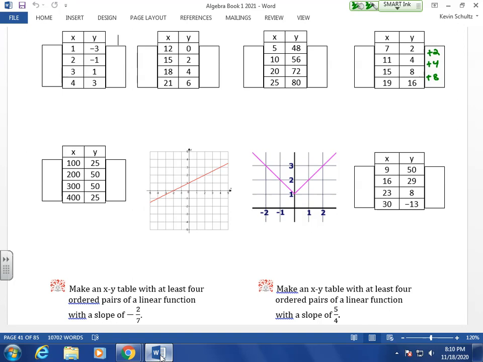But in the x column, 7 to 11 is plus 4. 11 to 15 is plus 4. And 15 to 19 is plus 4. So when I look across now, I've got change in y of 2, change in x of 4, and then 4 over 4 for the second one, and then 8 over 4 for the third one. Those are not equivalent fractions. Those are not equivalent rates. So this does not present a linear function. Even though there's some sort of pattern going on here with that y column, it's not a linear function.